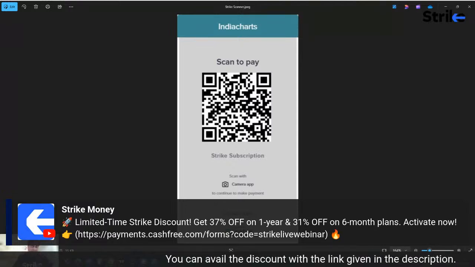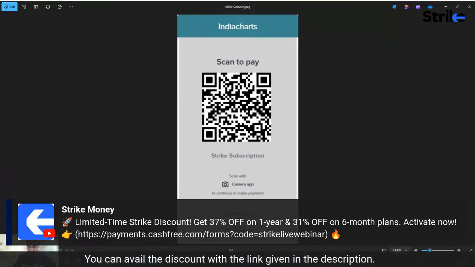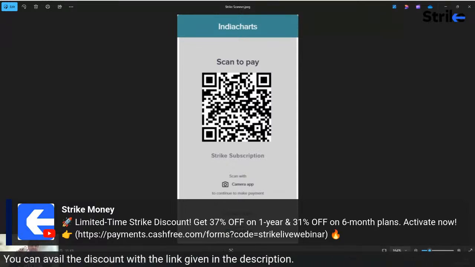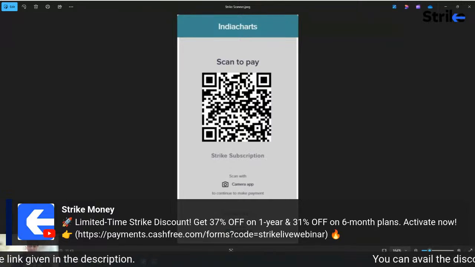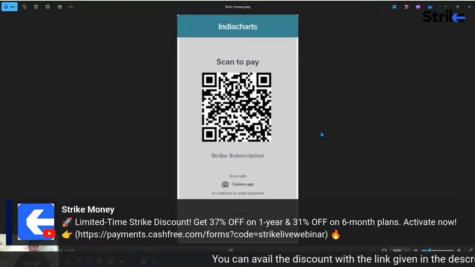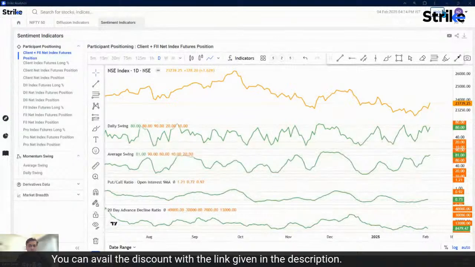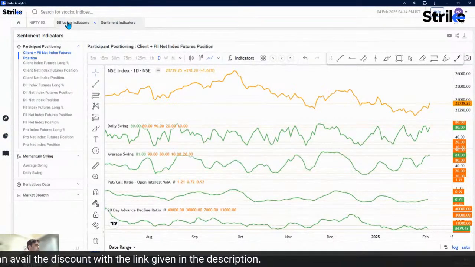Okay, yes, I'll look at the other indicators. Let's have a look at the other indicators as well. Okay. I'll show you the scanner once again. Don't worry. Let me go back to the diffusion indicators.